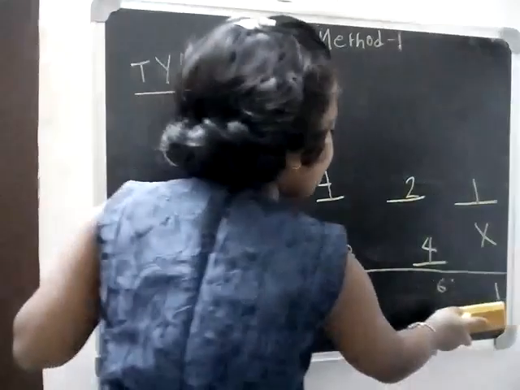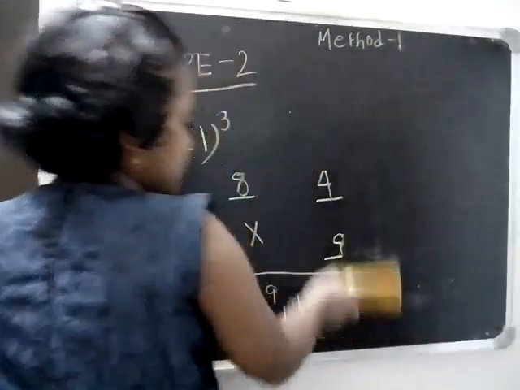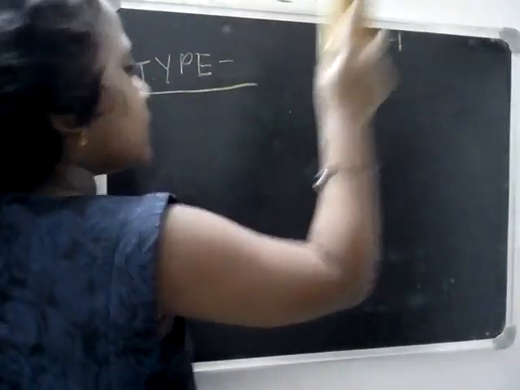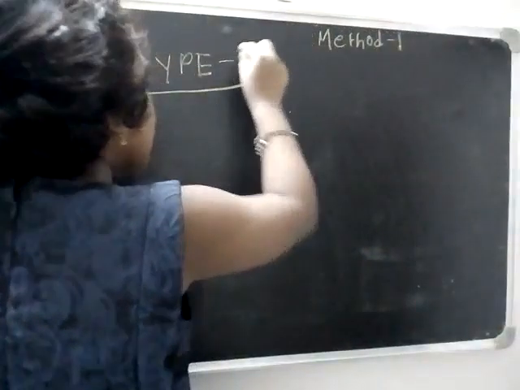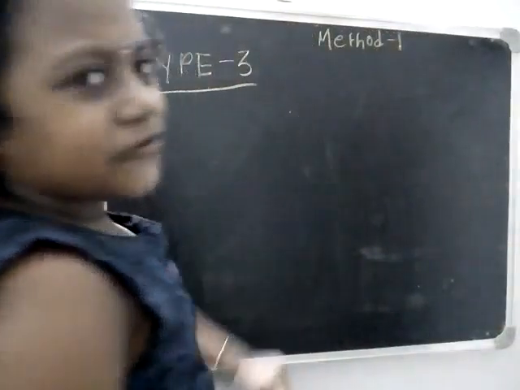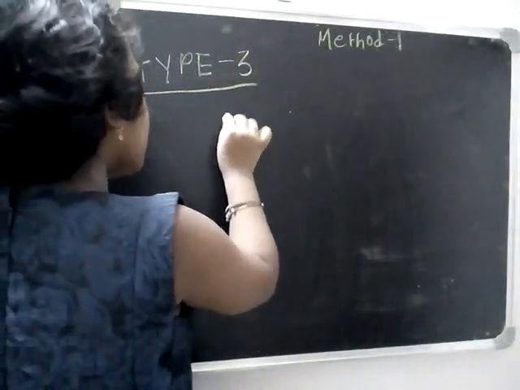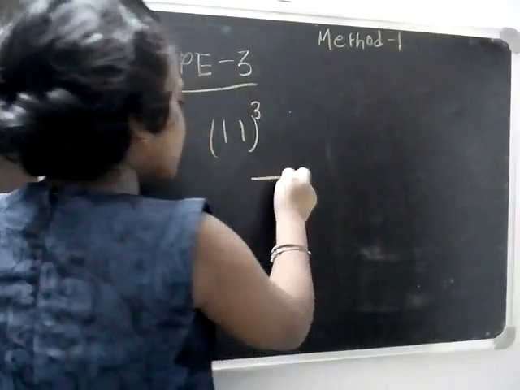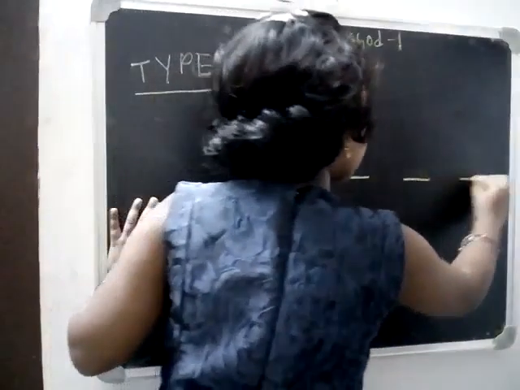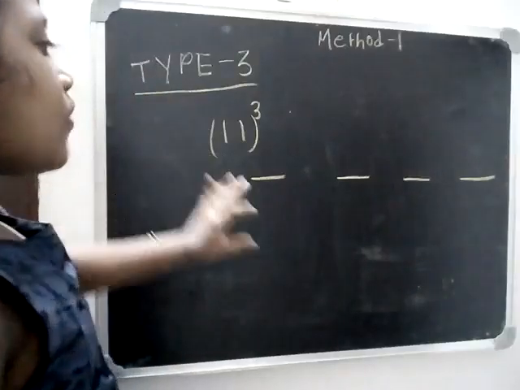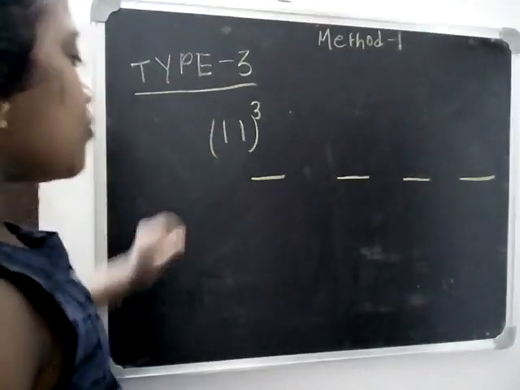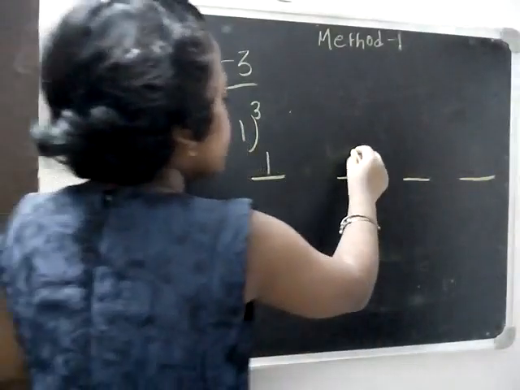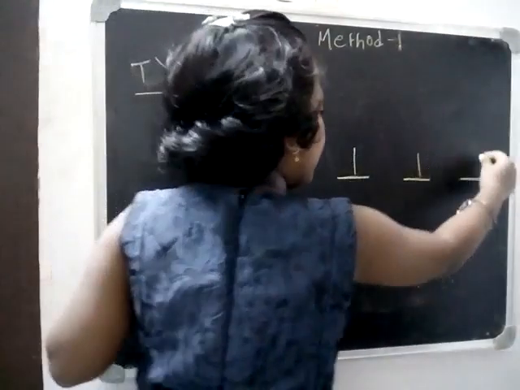Now type 3. Repeating digits. In type 3, the numbers will repeat, like 1, 1, 2, 2, 4, 4, any number. I'm taking 11. 11 cube. 4 dashes. Here in all dashes it will be cube. So 1 cube is 1, 1 cube is 1, 1 cube is 1, 1 cube is 1.